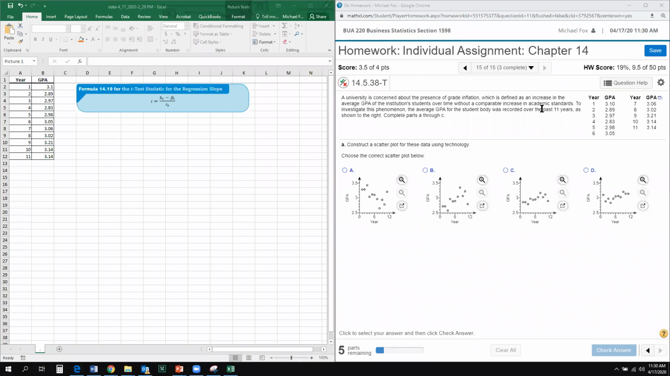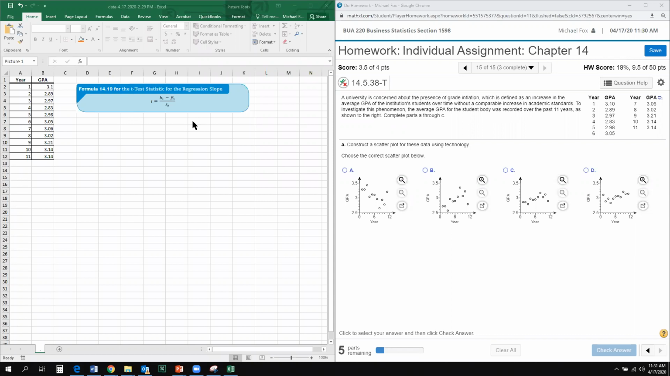All right, here is problem 14.5.38T off of the chapter 14 assignment. I've already exported this data set over here and also pasted the relevant formula from the book just to make it easier to work through it.